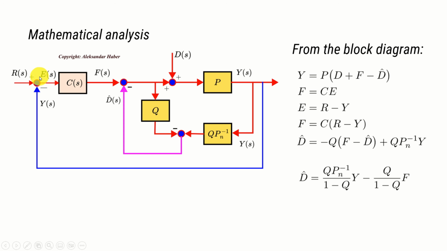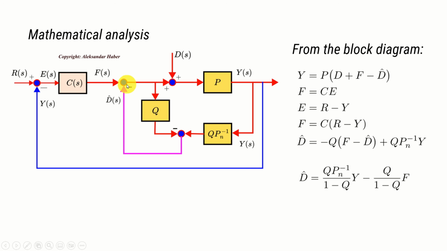Then, if we go back, we can see that the error is equal to the reference minus y, and that's precisely this equation. If we substitute the error inside of this equation, we obtain that f is equal to the C transfer function multiplying r minus y. And then, from this part over here, we can express d hat of s like this.